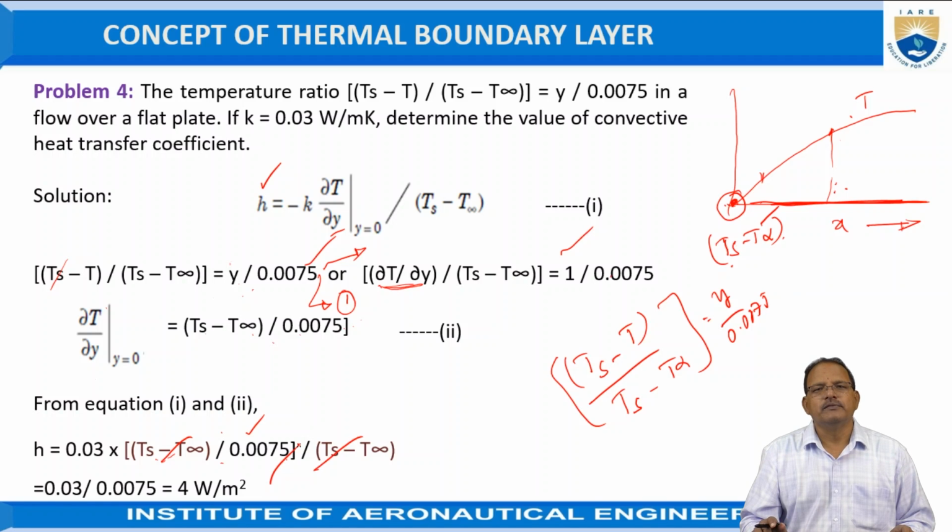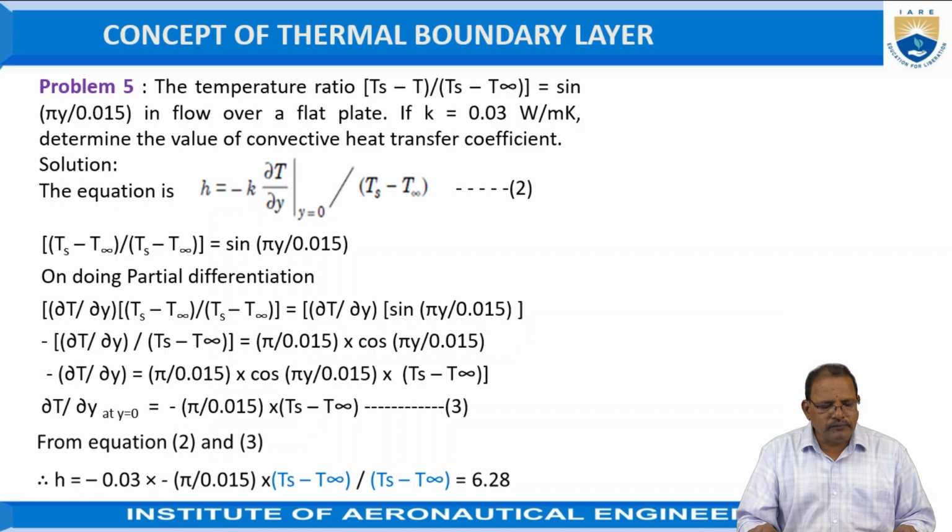This is known as the convective coefficient for heat transfer. Here, problem number 5. The temperature ratio (Ts minus T) divided by (Ts minus T alpha) is equal to sine of pi y divided by 0.015 in flow over the flat plate. If K is equal to 0.03 watts per meter per degree Kelvin, determine the value of the convective heat transfer coefficient.